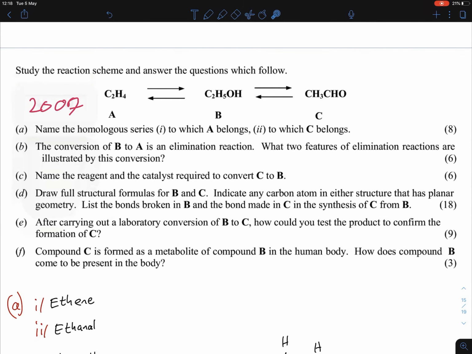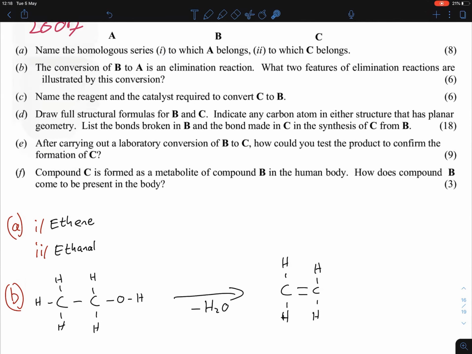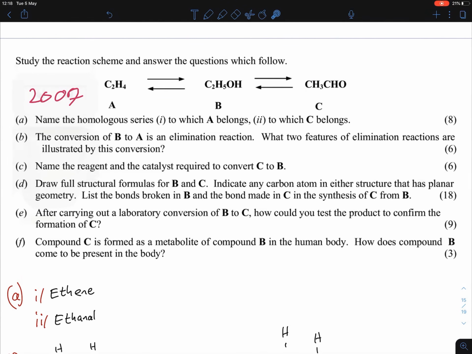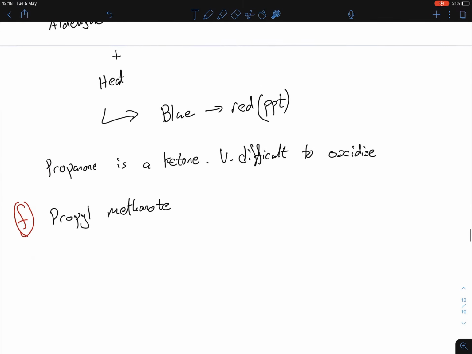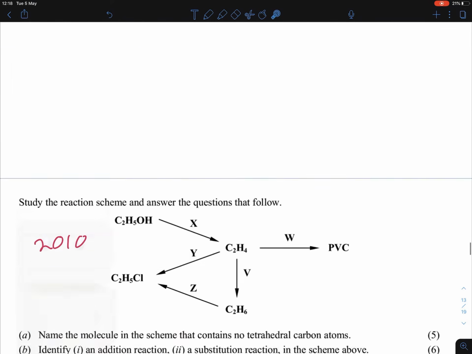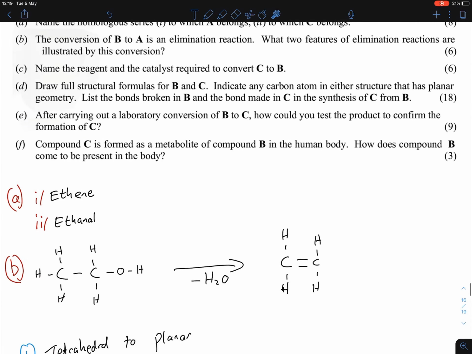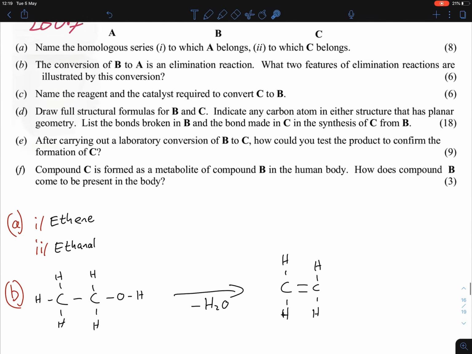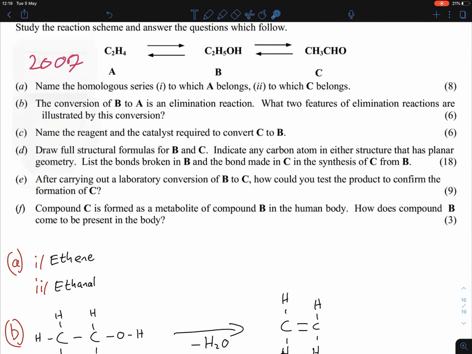So what could you do? Well, there's a couple of things. You can add Fehling's A and B plus your aldehyde, and with a bit of heat it'll go from blue to a red precipitate. That's what we set up above early on. If I can find it, oh yeah, here it is. So Fehling's A plus B, your aldehyde and a bit of heat, and it goes from blue to a red precipitate. That'll prove that you have C in your test tube.